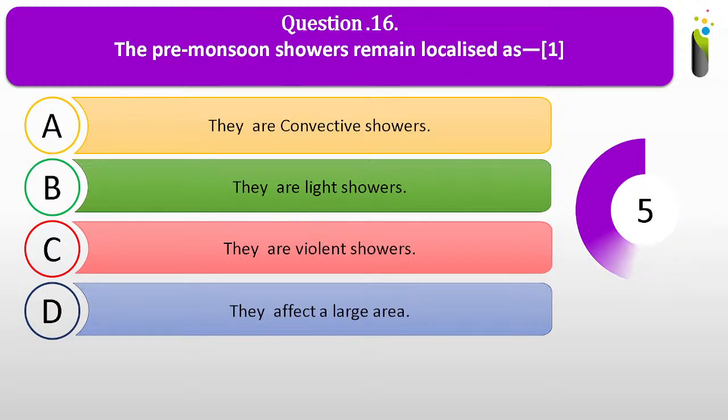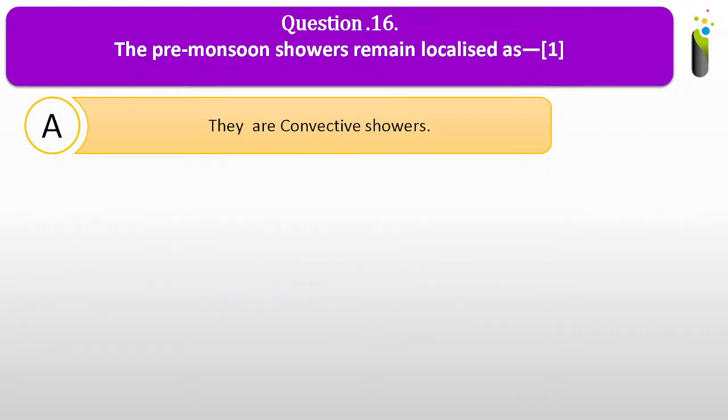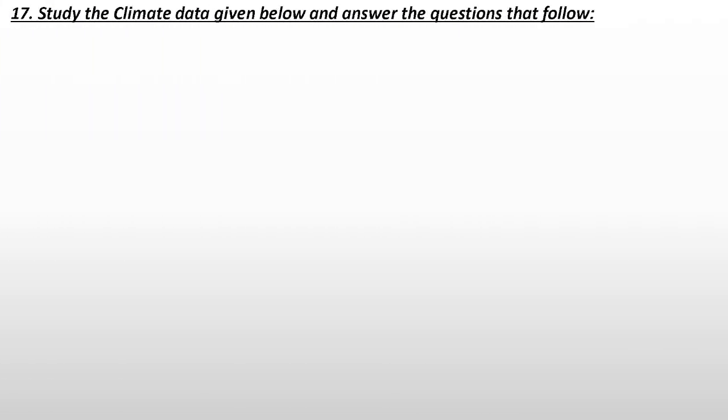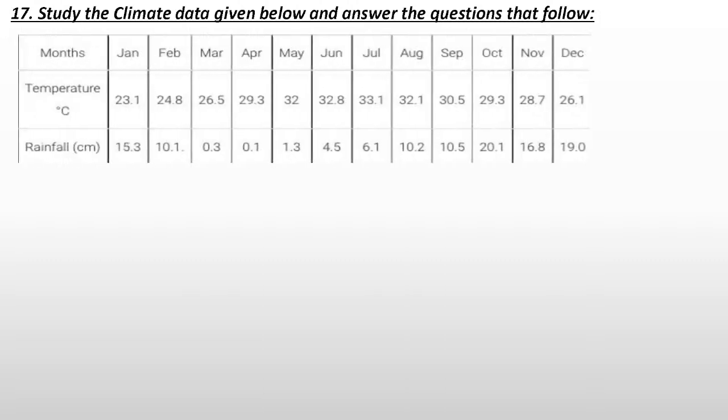And the correct answer for this question is the pre-monsoon showers remain localized as they are convective showers. Going ahead with question number 17, study the climate data that's given and answer the questions that follow. And this is the data there. The months have been given from January to December.